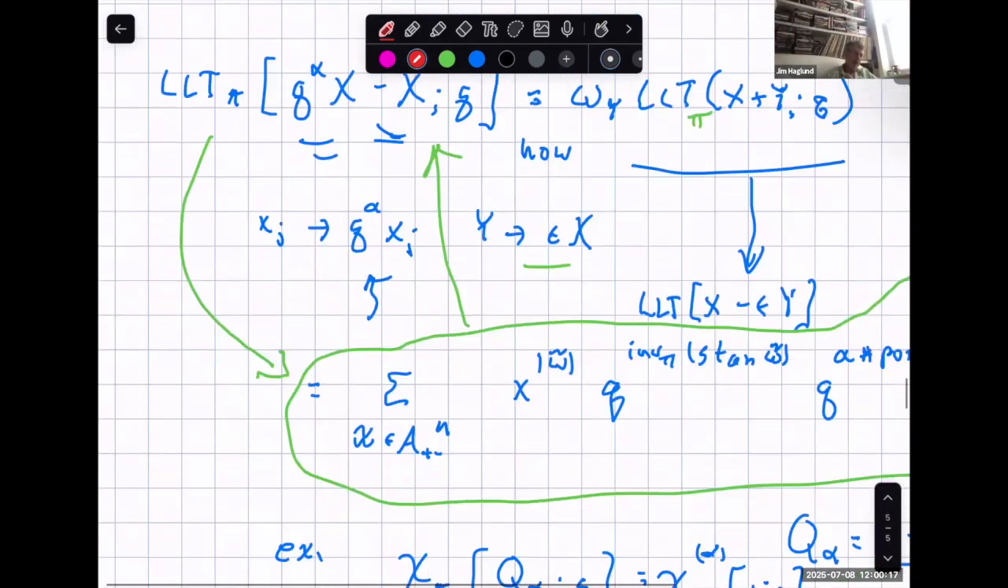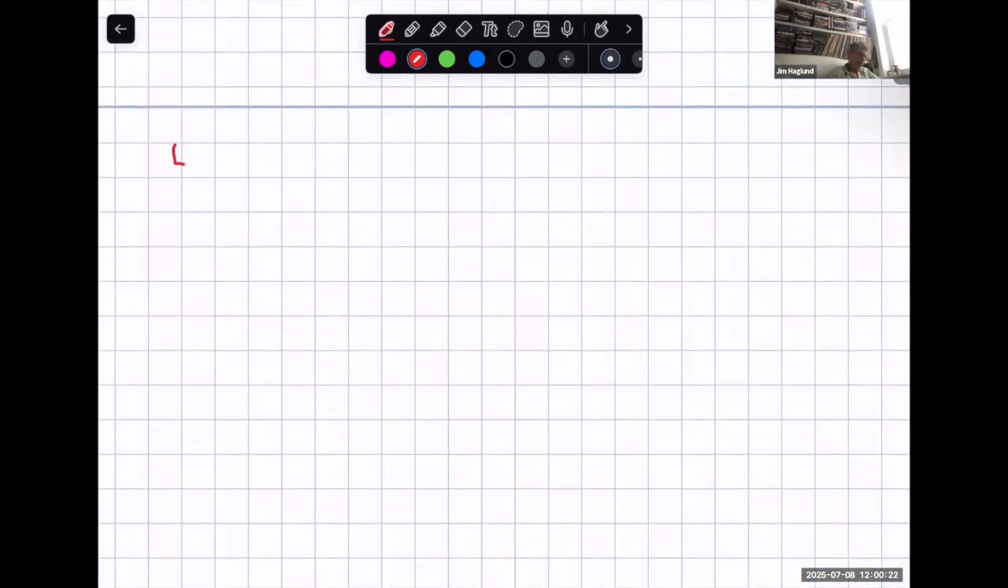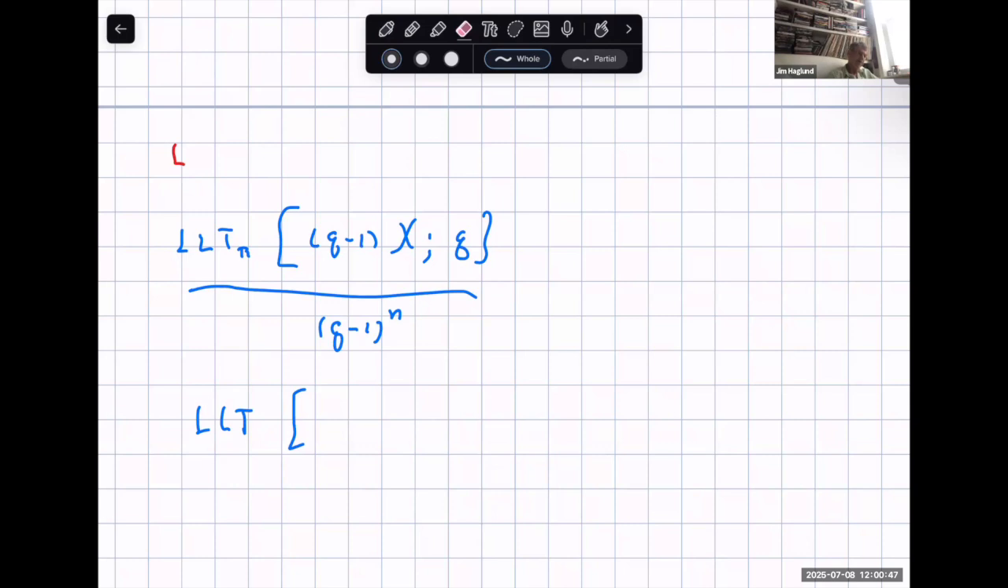That's a good question. And I was actually going to say something about that. So in the Carlsson-Mellit, let me use blue, they're looking at this thing here. Now, the substitution q minus 1, so let's say we have a general LLT, and we do this.